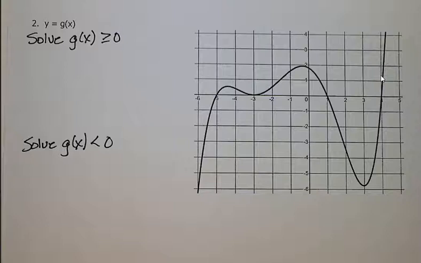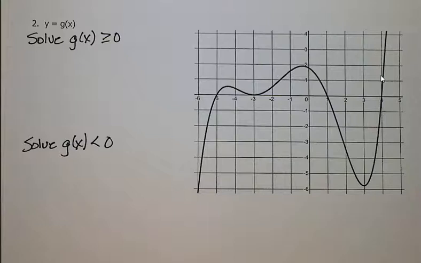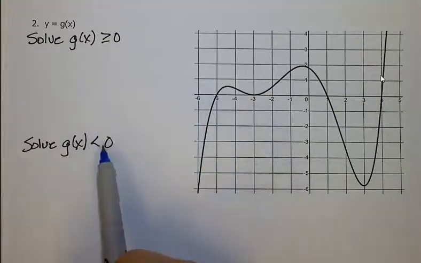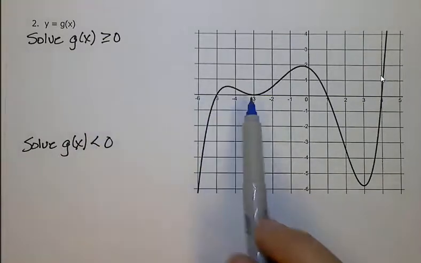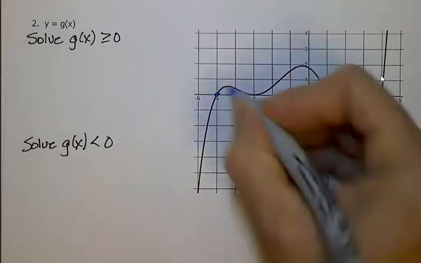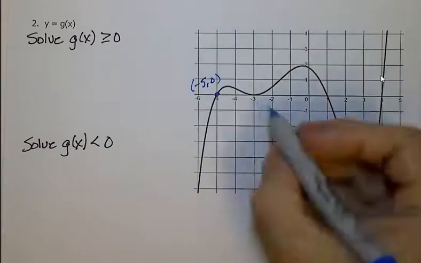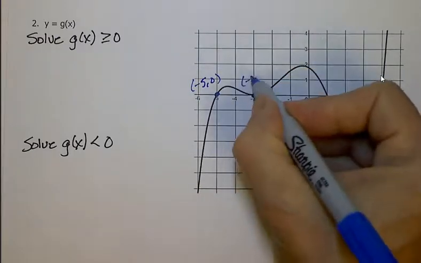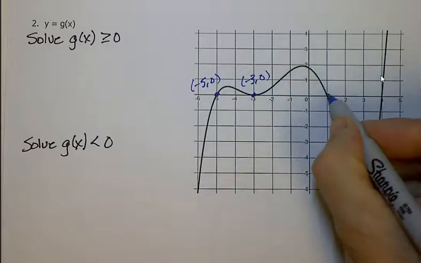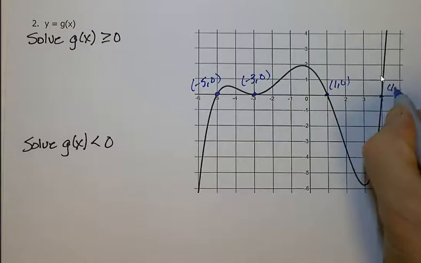Let's look at another example with a graph. In this one, we're trying to solve two different inequalities again. So before we even get started on this, let's go through and mark our x-intercepts and draw in the section boundaries. Here's one x-intercept that's at -5, 0. Here's another one at -3, 0. Here's one at 1, 0. And here's one at 4, 0.